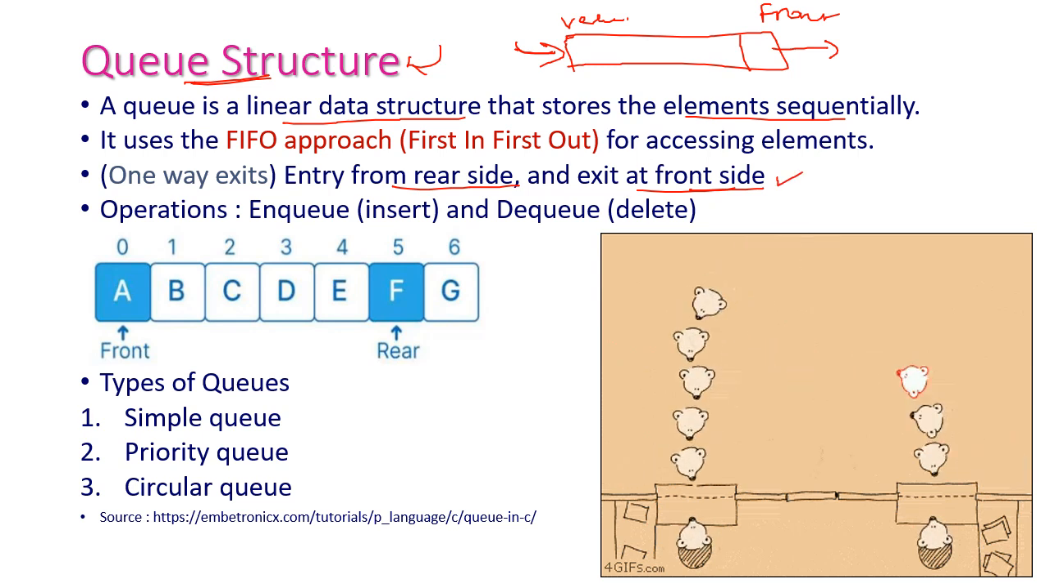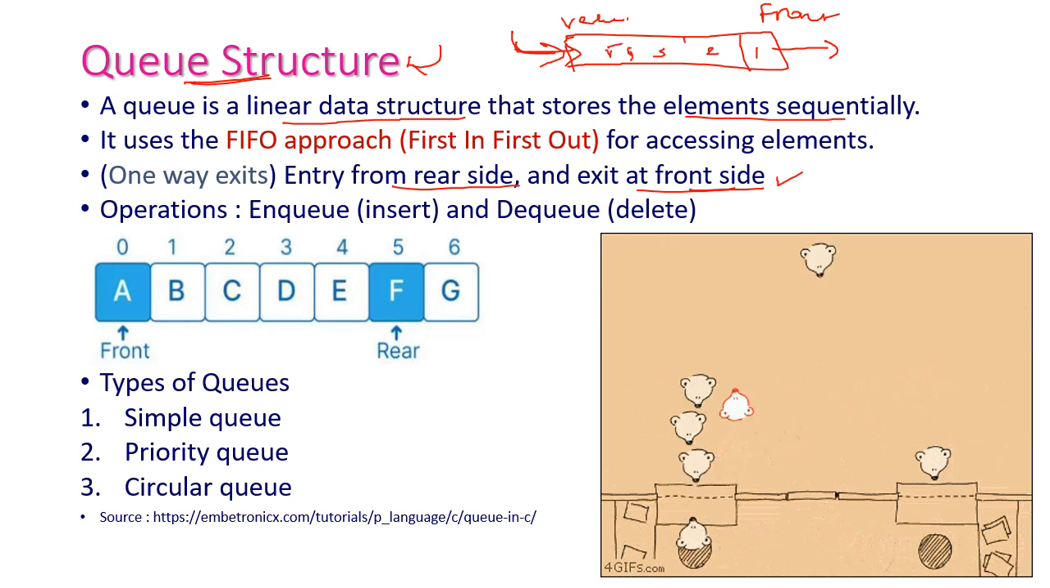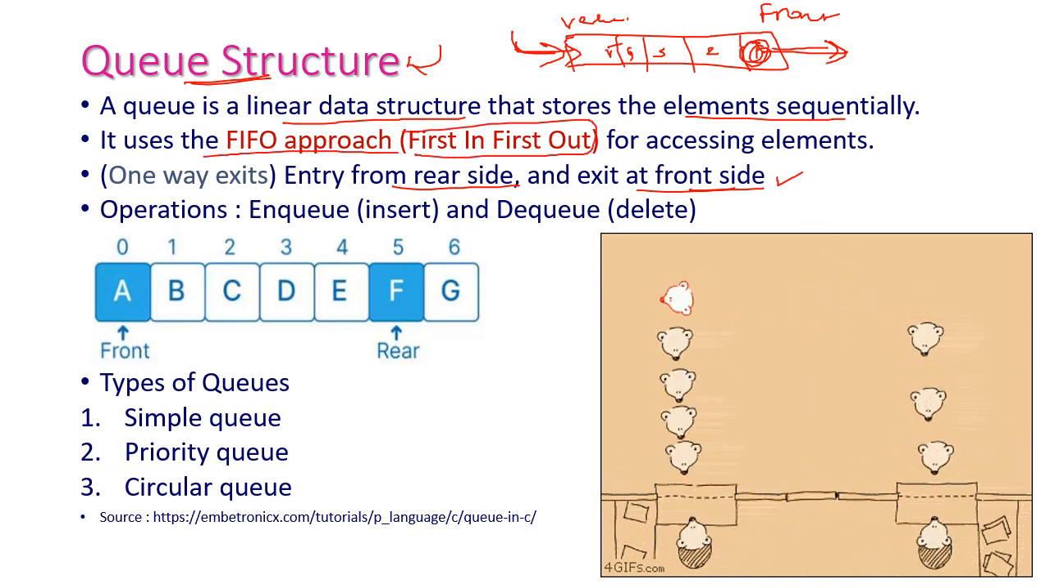That is, the data which entered first will be served first. So this is 1, 2, 3, 4, 5, right? So the first data item comes first, then it is also served first. Hence it is also called the FIFO approach, that is first in first out approach. That is, the first in first out list is called a queue list.